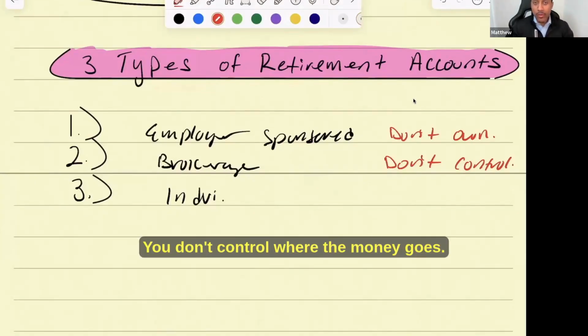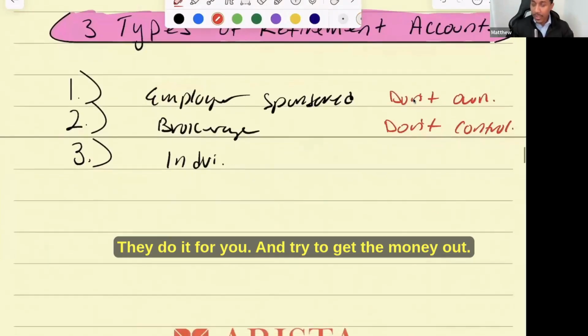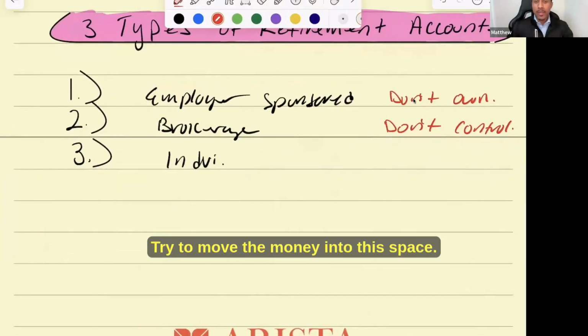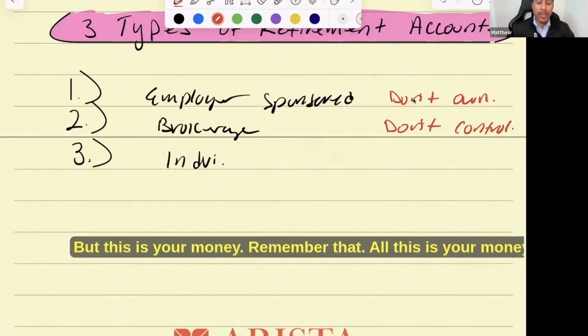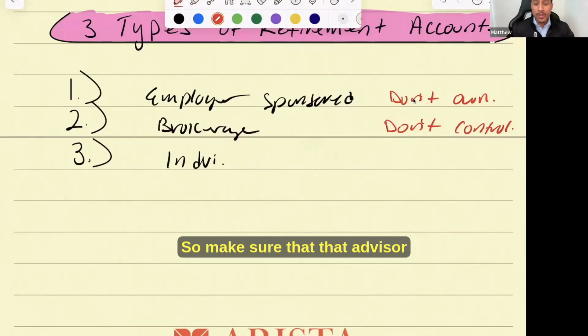You don't control where the money goes. They do it for you. And try to get the money out, try to move the money into this space, they're going to give you trouble because their income is decreasing. But this is your money. Remember that. All this is your money. So make sure that that advisor is not discouraging you from moving or making changes.